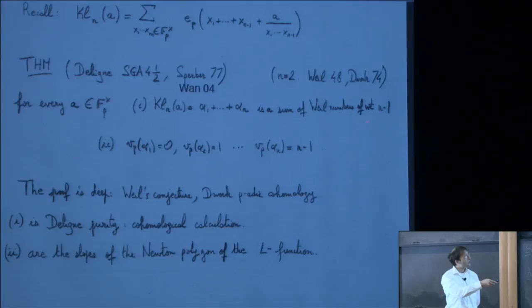That's the complex absolute value. It's also interesting to look at the p-adic absolute value. That's due to Sperber and Adolphson, and also Dwork for n equals 2. It says that for this Weil integer, where v_p is the p-adic valuation, equivalently you can take the p-adic absolute value, you can arrange so that the valuations, also called the slopes, are 0, 1, 2, all the way through n minus 1.